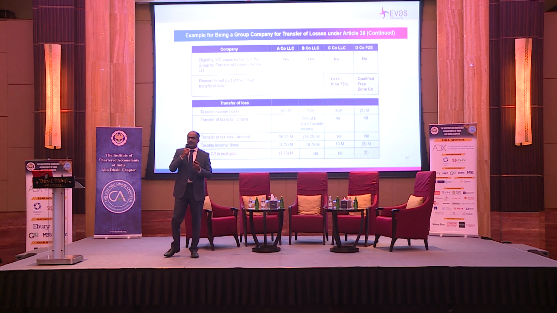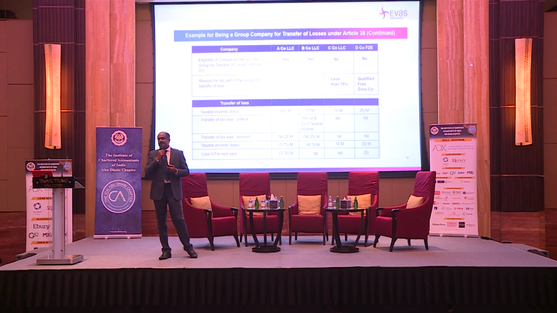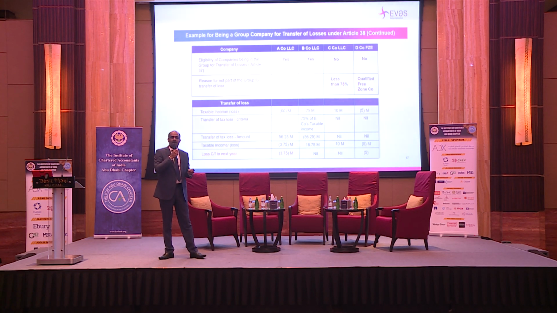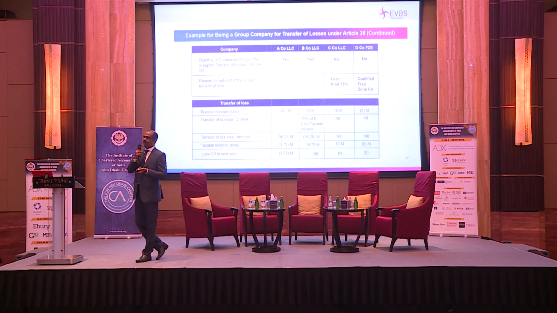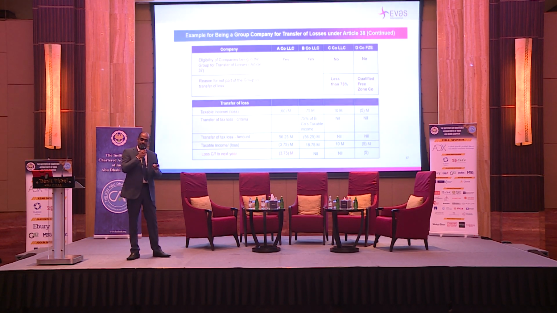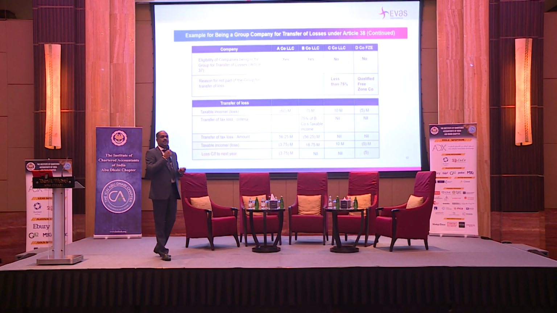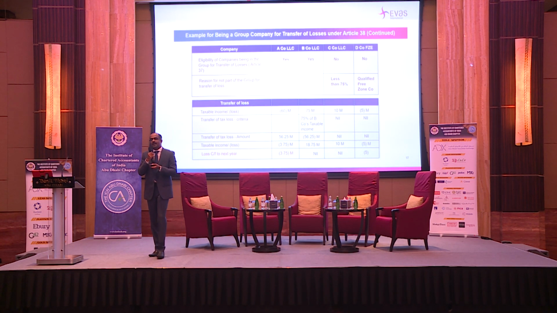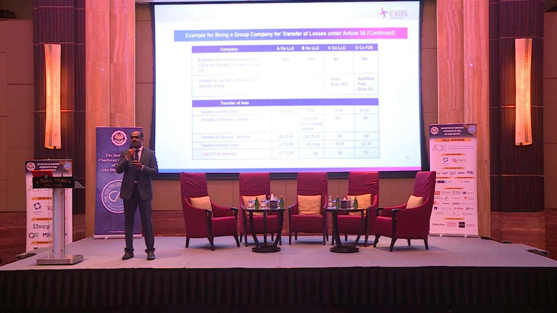We have a scenario where two persons have 10 companies, but these two persons have 50-50 shareholding in all the 10 companies. As per the corporate tax law, this cannot be considered a qualifying group. A group cannot be formed, and even a transfer of losses cannot be made, because the shareholding is not by a common person having 75% shareholding. So all these things we need to take care of while doing the planning stage.